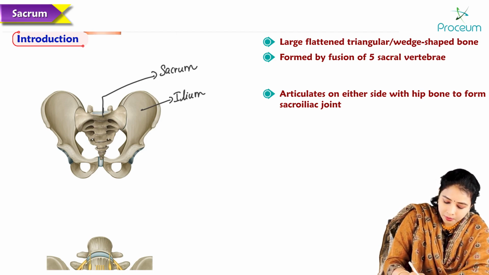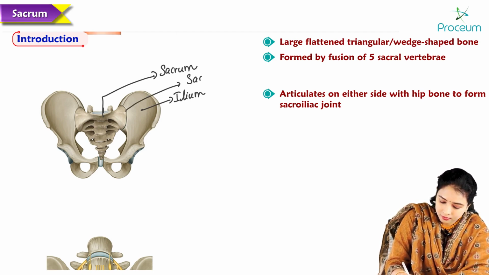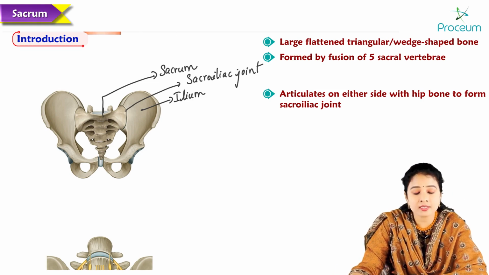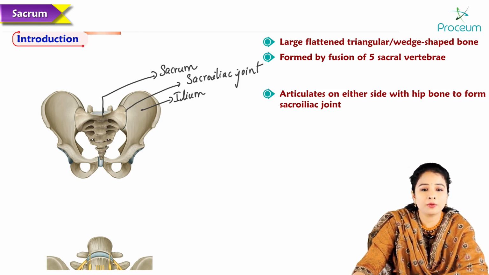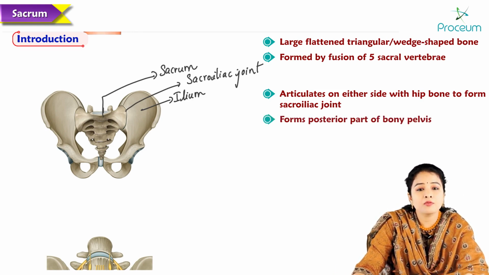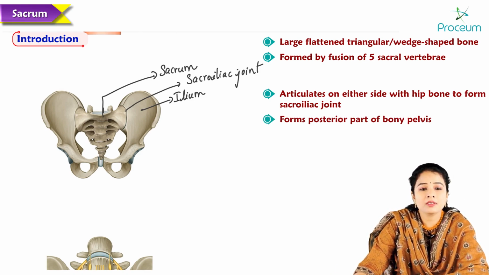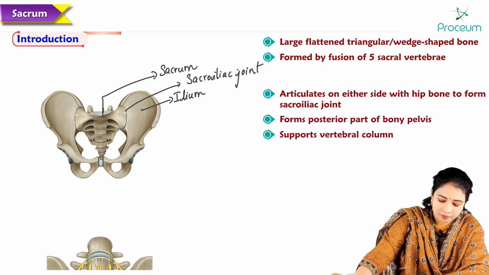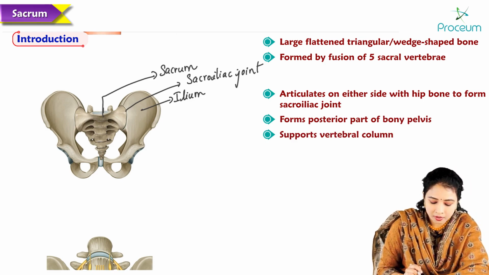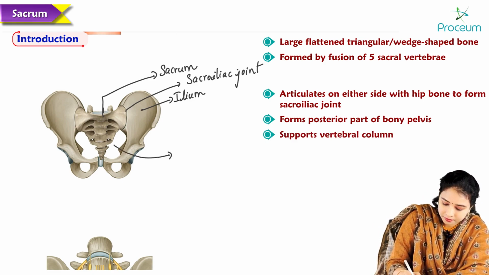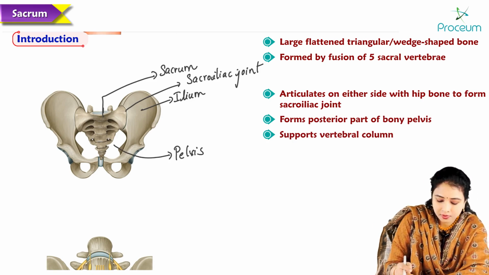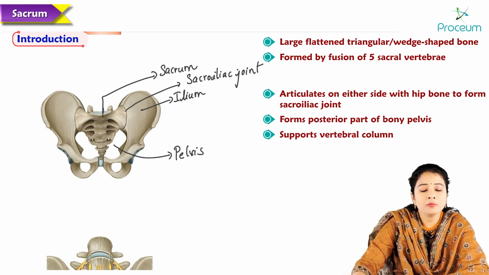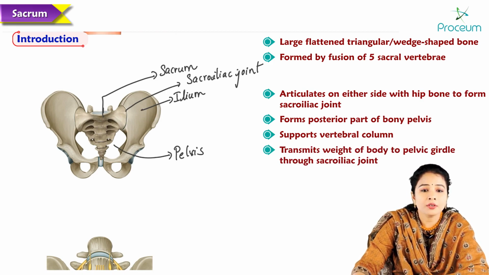This is ilium of hip bone. So here is the sacroiliac joint where the sacrum articulates with the ilium of hip bone. And this sacrum forms the posterior part of bony pelvis and supports the vertebral column. So it is the posterior part of bony pelvis where it supports the vertebral column and transmits the weight of the body to the pelvic girdle through sacroiliac joints.